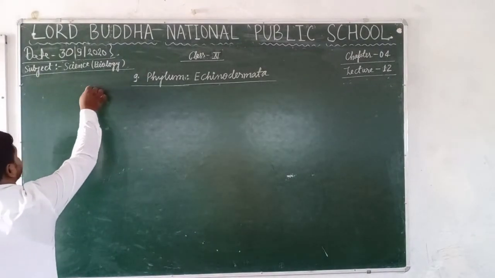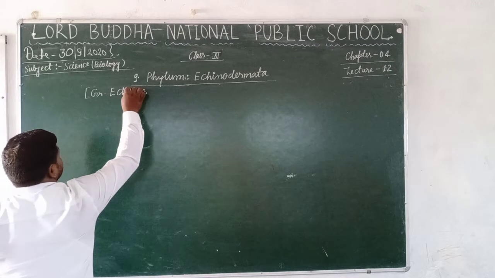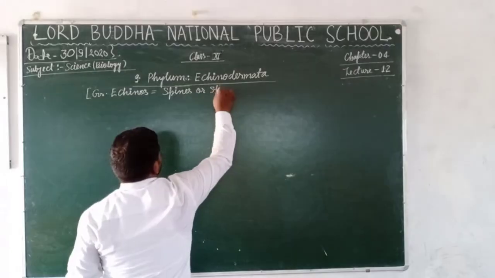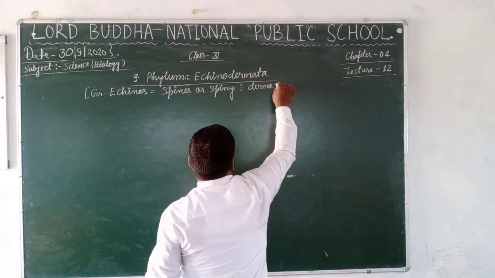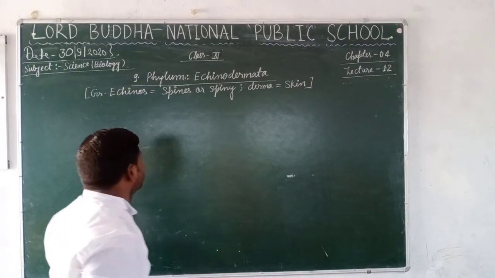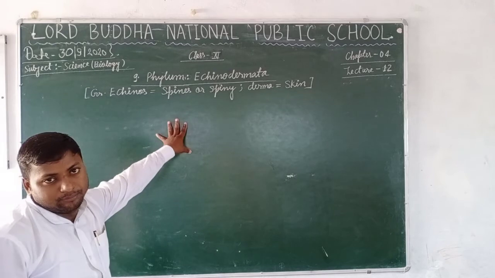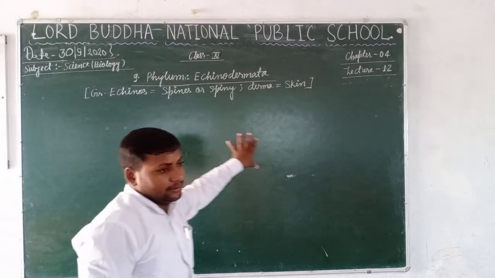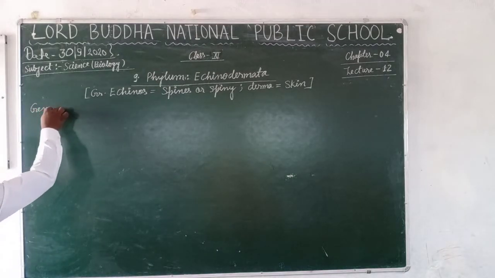Let's see. It is derived from the Greek words Echino, that means spines or spiny, and derma, yes students, derma means skin. So students, the members of phylum Echinodermata are called echinoderms, and they are commonly called spiny-skinned organisms. Yes students, let's discuss the general characteristics.